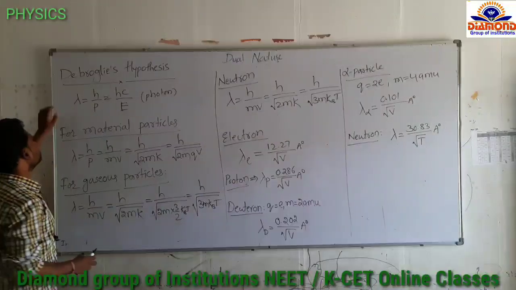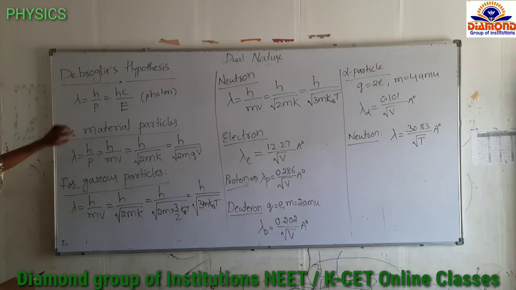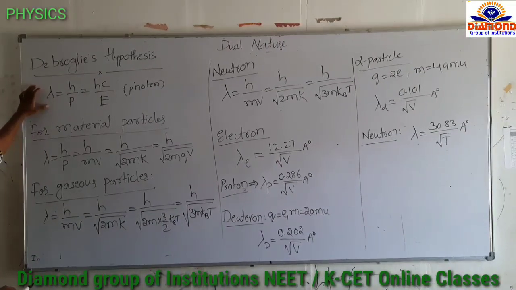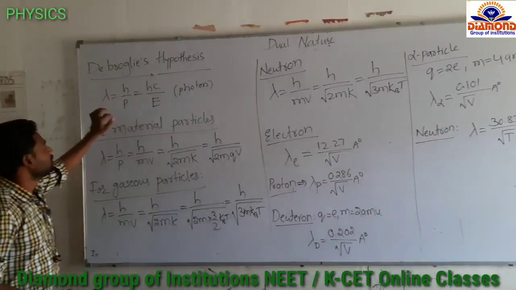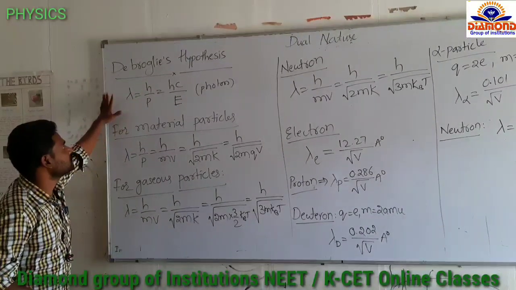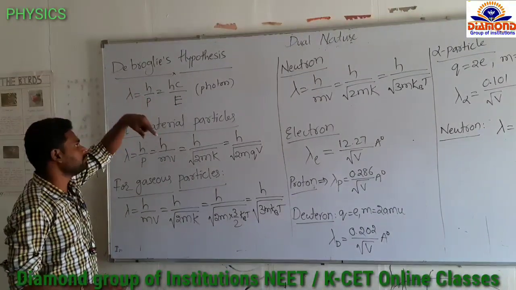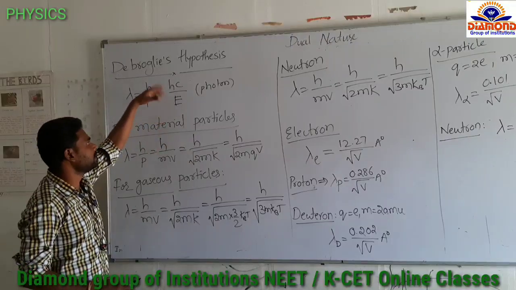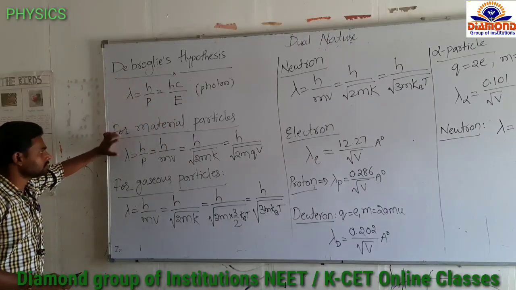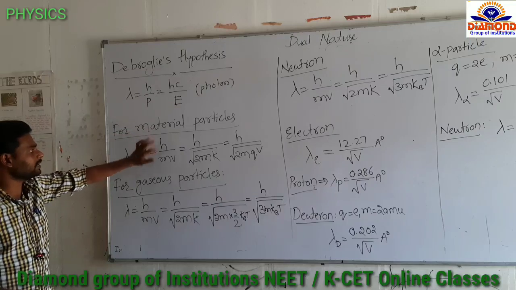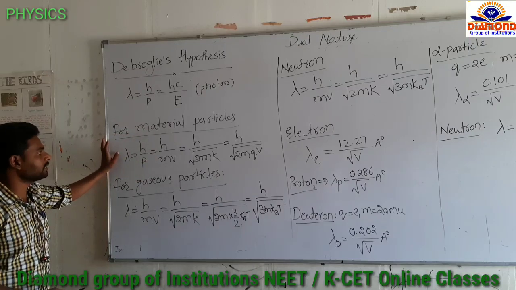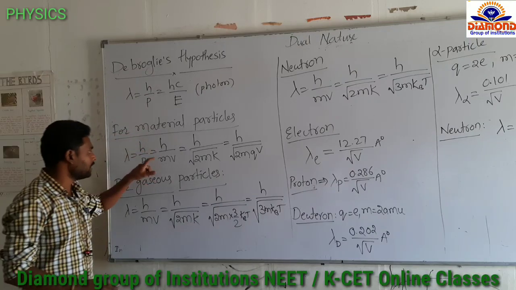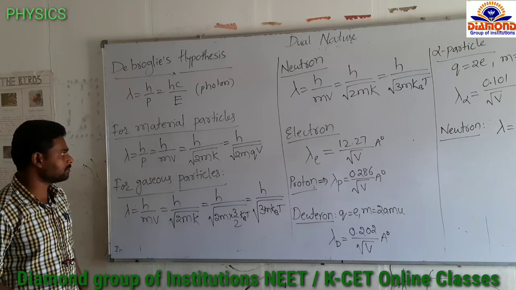Okay, next the topic is de Broglie's hypothesis. This is the wavelength of the photon, lambda equal to h by p. Here the photon does not have mass, so p equals E by C, which we discussed previously, that is hc by E now. For a material particle, the same formula applies: lambda equal to h by p, that is h by mv. Here mass exists for material particles, so h by mv, and the momentum and kinetic energy relationship we already know.